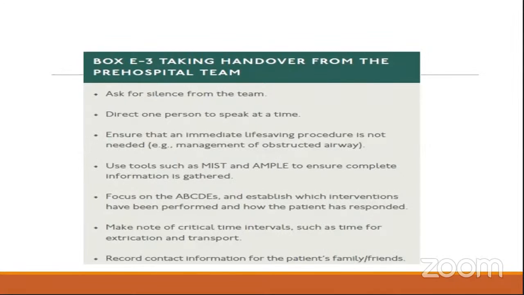So when taking handover from the pre-hospital team, ask for silence from all the team members. Direct one person to speak at a time. Ensure that an immediate life-saving procedure is not needed. For example, if there is an obstructed airway, you have to check whether any immediate life-saving procedure is required or not. Then use tools such as MIST and AMPLE to ensure complete information is gathered. Focus on the ABCDE and establish when intervention has been performed and how the patient has responded. Make note of critical time intervals such as time for extrication and transport. Record contact information for the patient's family and friends.